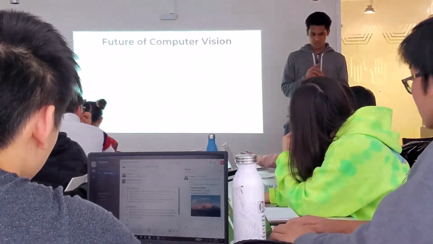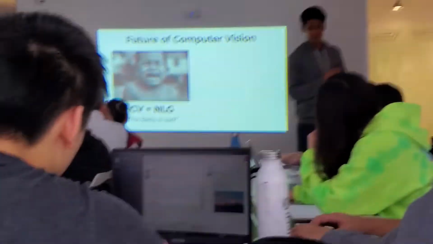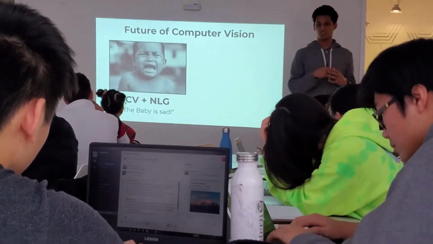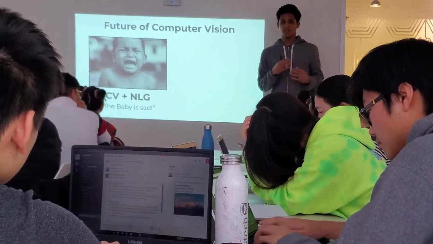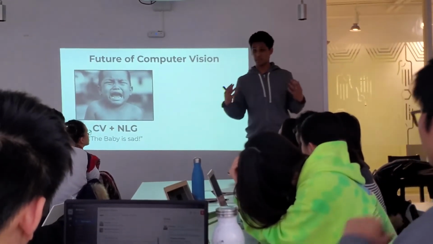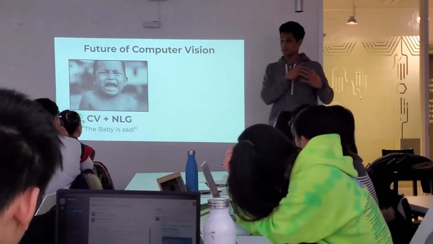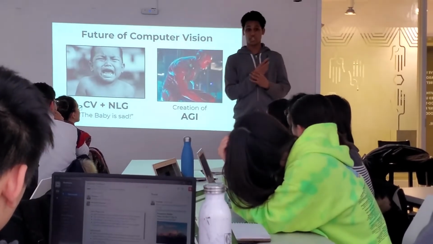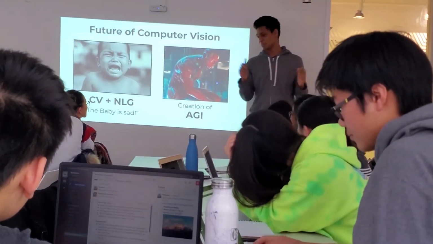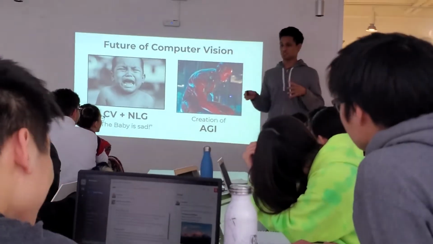A future in computer vision could be pairing a computer vision algorithm which can recognize emotions with a natural language generation algorithm, so the computer vision algorithm can talk about what it analyzed from the image. That's kind of a future, and that is a building block to creating an artificial general intelligence. That's a vision from Marvel. I don't know if you guys watch Marvel, you probably do. But he's more of an artificial super intelligence.